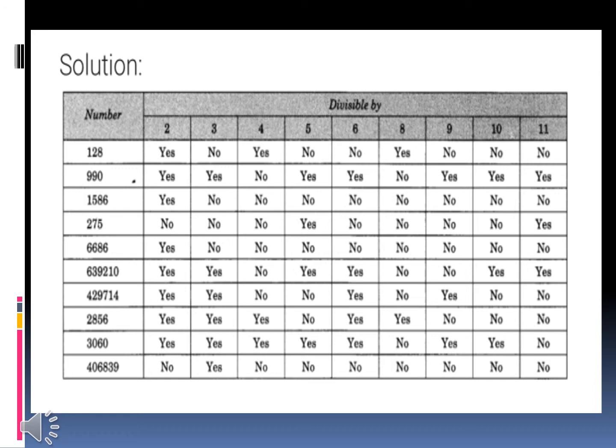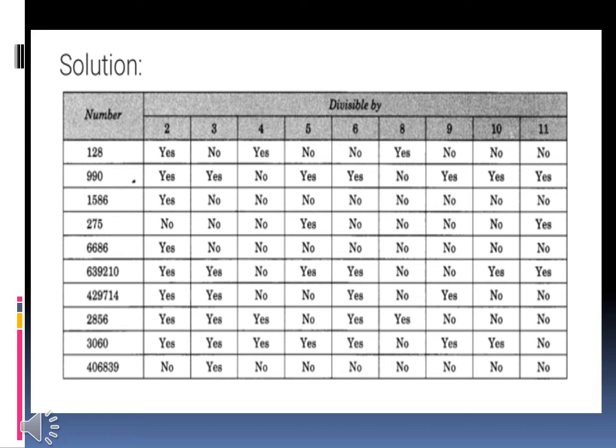Next is divisibility by 5. The rule is the last digit should be 0 or 5, right? But here it is neither 0 nor 5, it is 8, so it is not divisible by 5. Next is 6. Now you need not check the divisibility of 6, because you have already checked divisibility by 2 and 3. So in 2 it is yes and in 3 it is no, so it is not divisible by 6. Both should be yes for it to be divisible by 6.